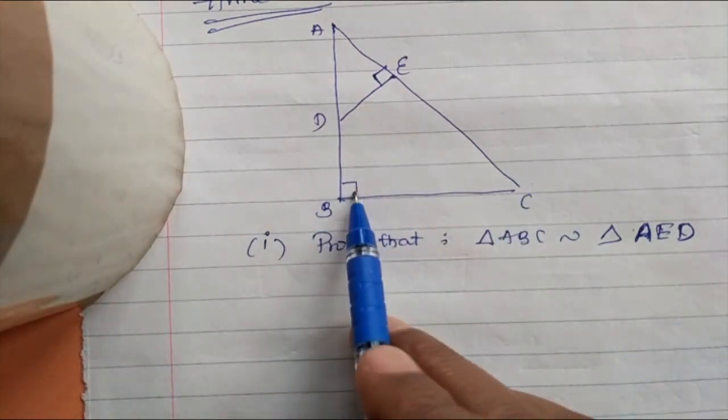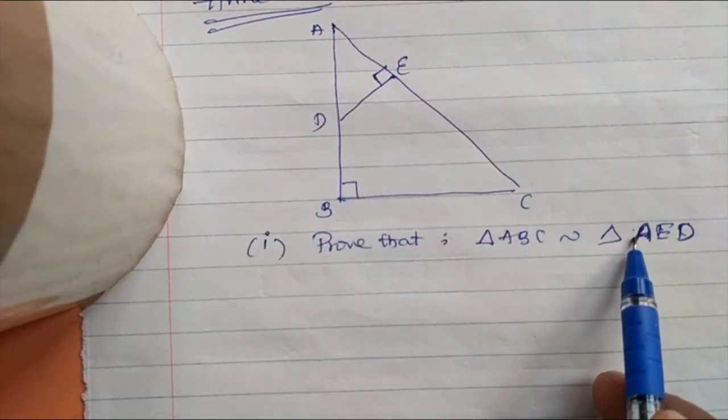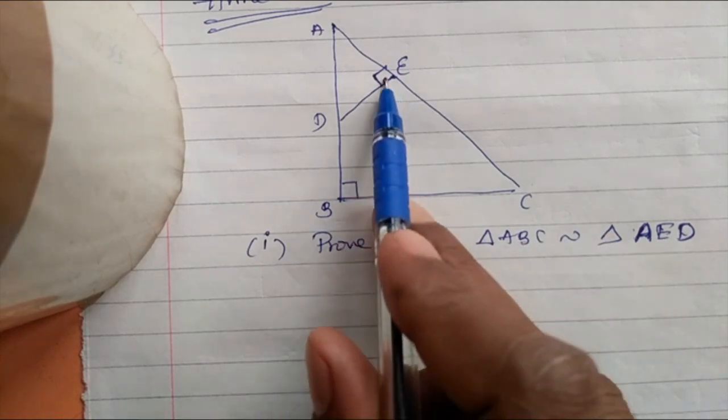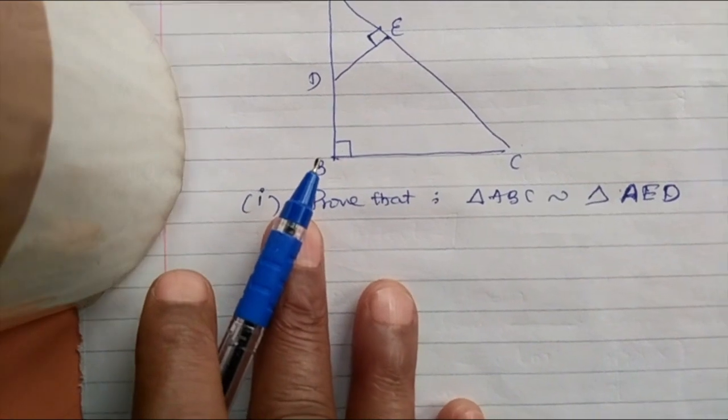ABC, look at angle B. Here A angle equal to A angle, common. B angle equal to E angle. Why B angle equal to E angle? B angle equal to E angle, 90 degrees. So you get a criterion.